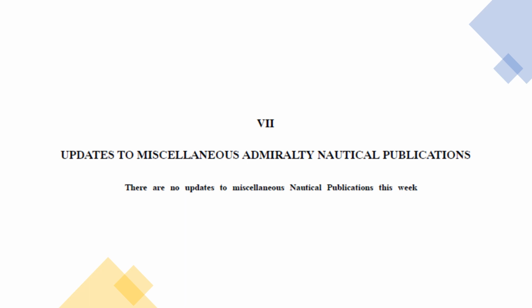Now we come to the second last section, which is updates to miscellaneous Admiralty nautical publications. So of course, other than Admiralty List of Radio Signals, other than Admiralty List of Lights and Fog Signals and sailing directions and nav area warnings, you have other publications as well. It could be tide tables, it could be something else, and the corrections will be issued in this particular section, section number 7 of the Admiralty Notices to Mariners. Now the Admiralty Notice to Mariners I was using to teach you about this had no updates to any miscellaneous nautical publication, but if there was, it would be in this section here.